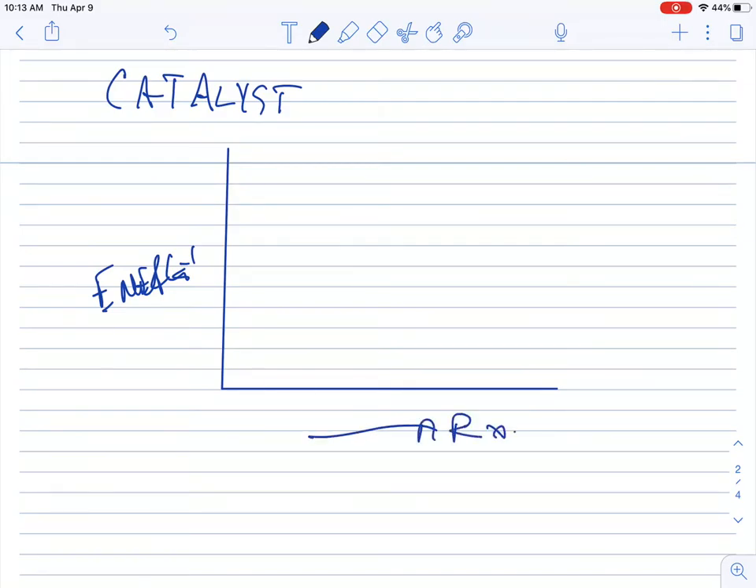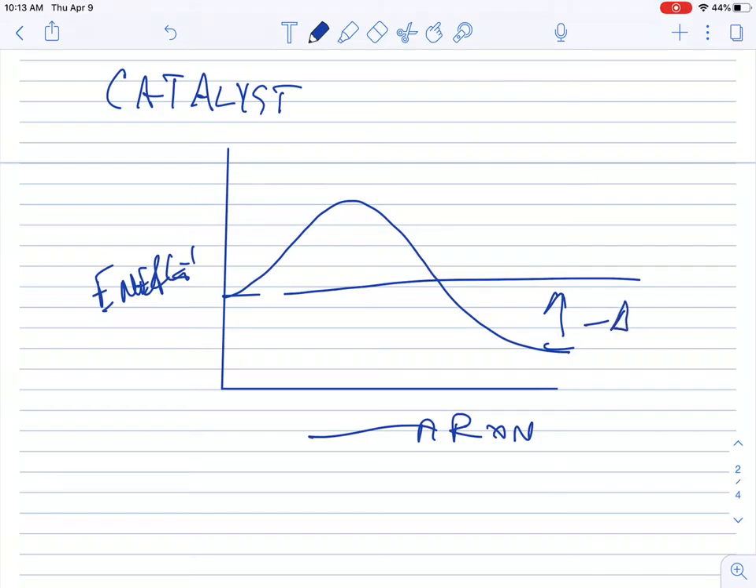Here's your reaction. So you start like this, okay? So this would be like your normal reaction. Here's my negative delta E. Life is good, okay? Now, if you have a catalyzed reaction, what the catalyzed reaction does is that it lowers your activation energy. So with lower activation energy, the reaction is going to take place faster.